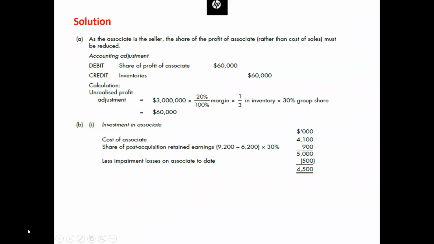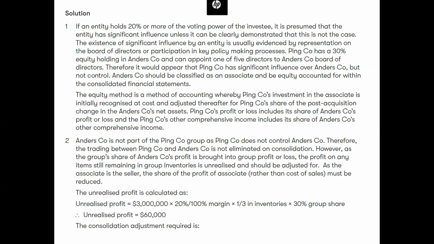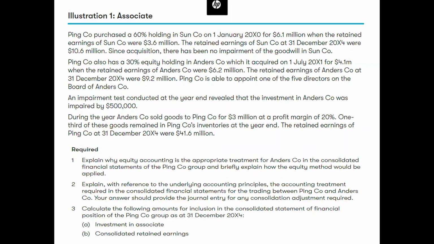So if we have a look here, my journal will look as follows. Debit, the share of profit in associate, 60,000, credit inventory. So can you see it looks different than what a parent subsidiary would have been? You guys happy with that? Yes, thank you.